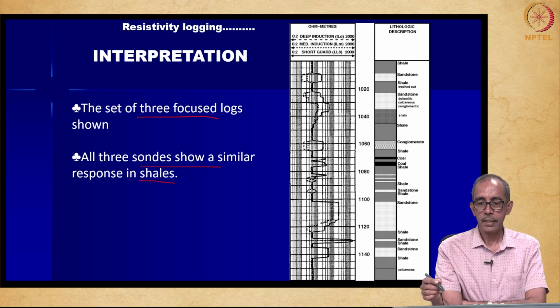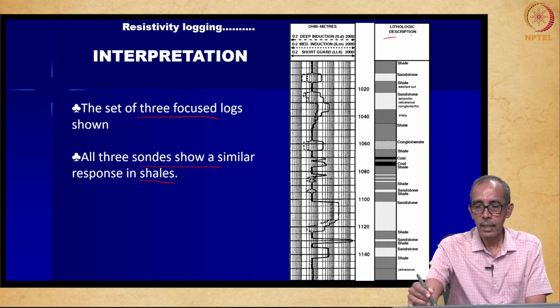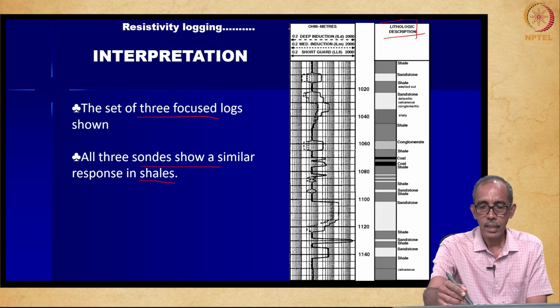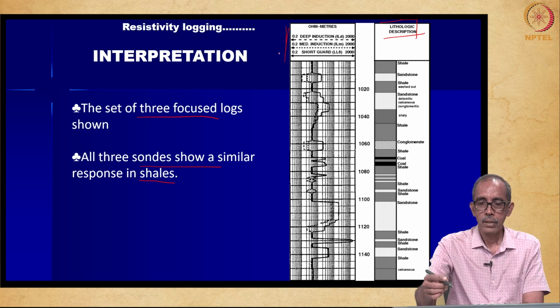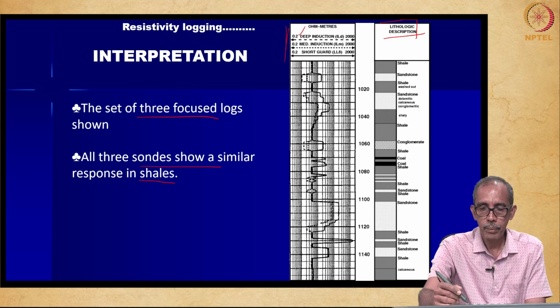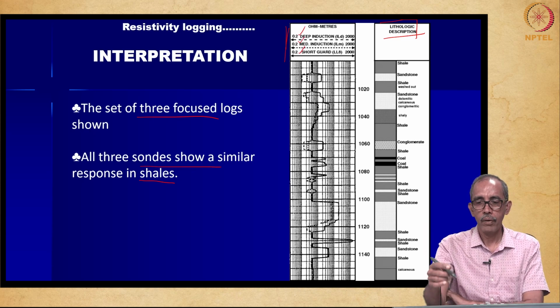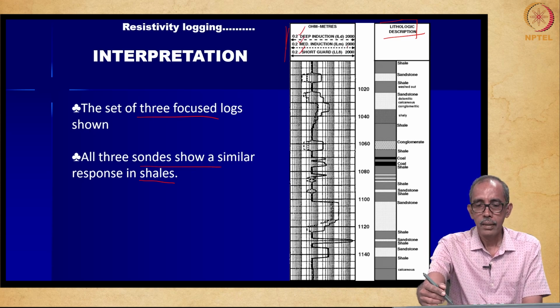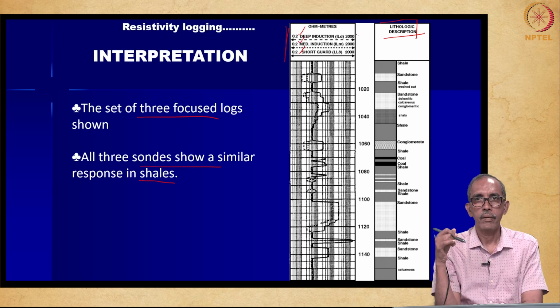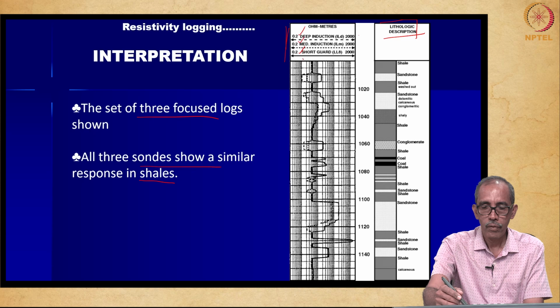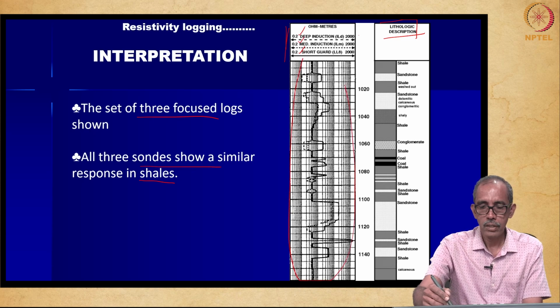Right? Here is an example log. Here is the lithological description. Here are the three logs. So, one is deep, medium, short. Short log is given by solid black line, then dotted line is for medium, deep is dashed line, right. Let us focus our attention to the log, right.